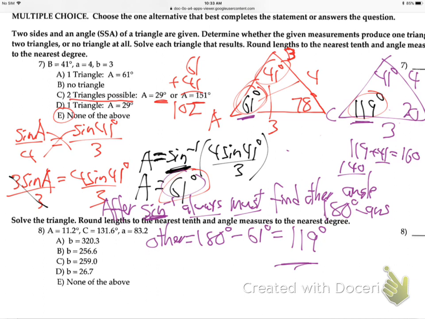Whenever you do sine inverse, find the other angle. You just got to know cold for Wednesday. Sine inverse, other angle, 180 minus. Get it, stick it in the triangle, see if it works. Questions I can answer on that?